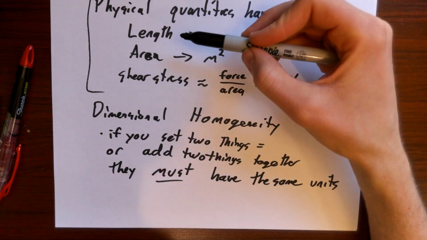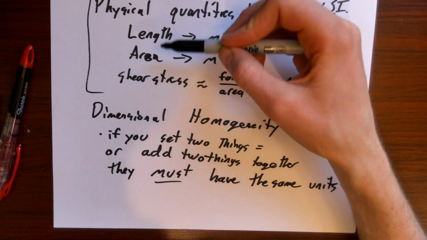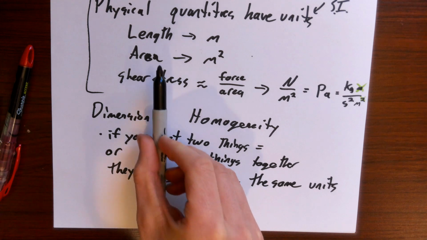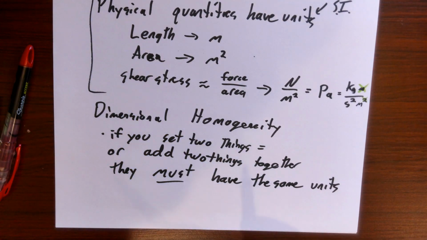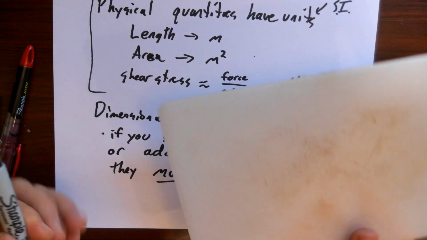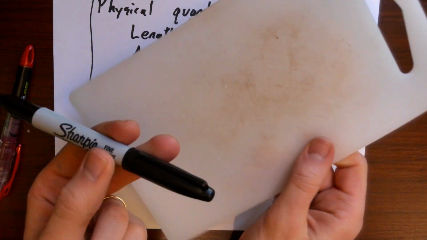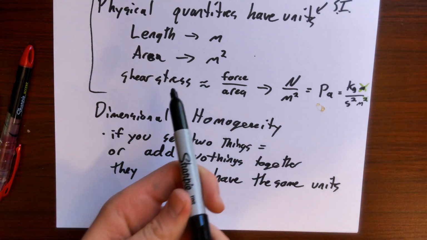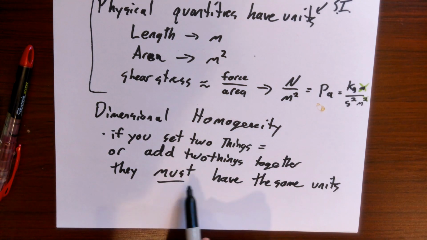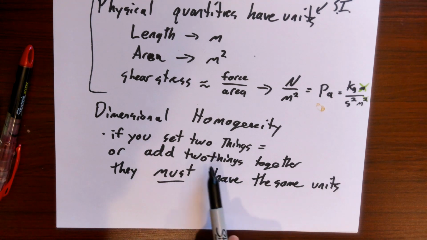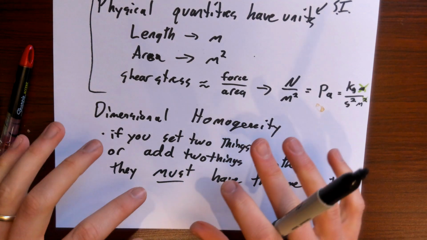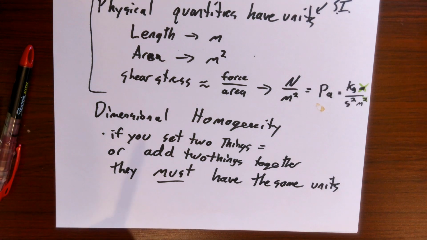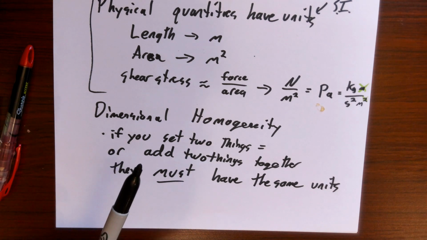It doesn't make sense to add a length to an area or a shear stress to a length. It doesn't make sense to set something with units of length equal to something with units of area. I can't say that this marker is just as long as the area of this cutting board. That doesn't even make sense, right? So this idea of dimensional homogeneity is just that. You can't add two things that have separate units, and you can't equate two things that have separate units. And it turns out that this is going to be super helpful to us for doing some sanity checks and solving some problems in fluid mechanics.